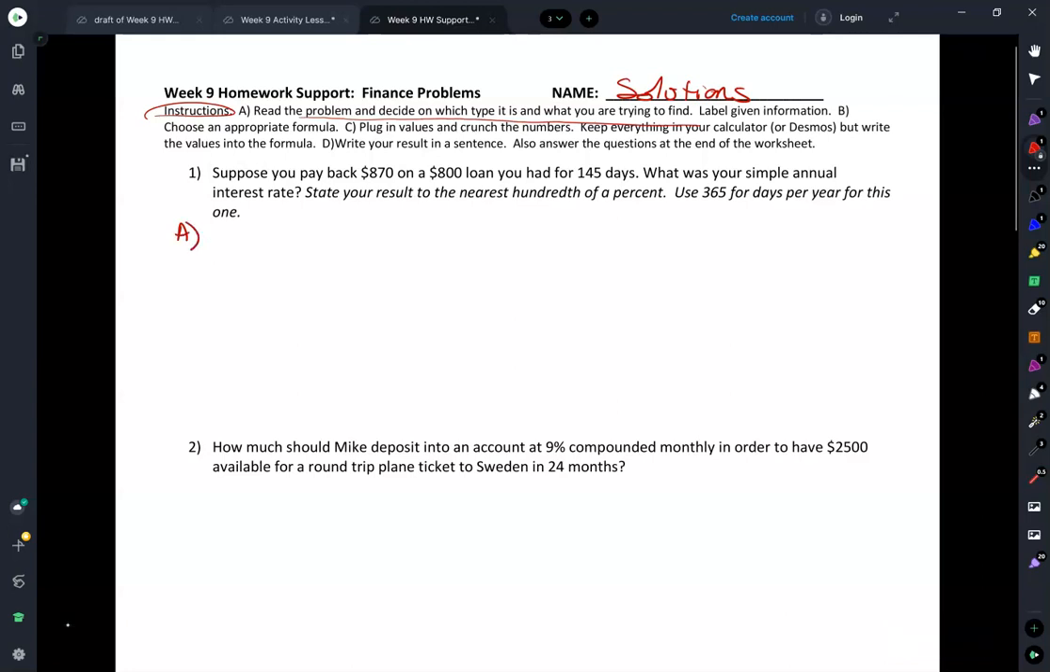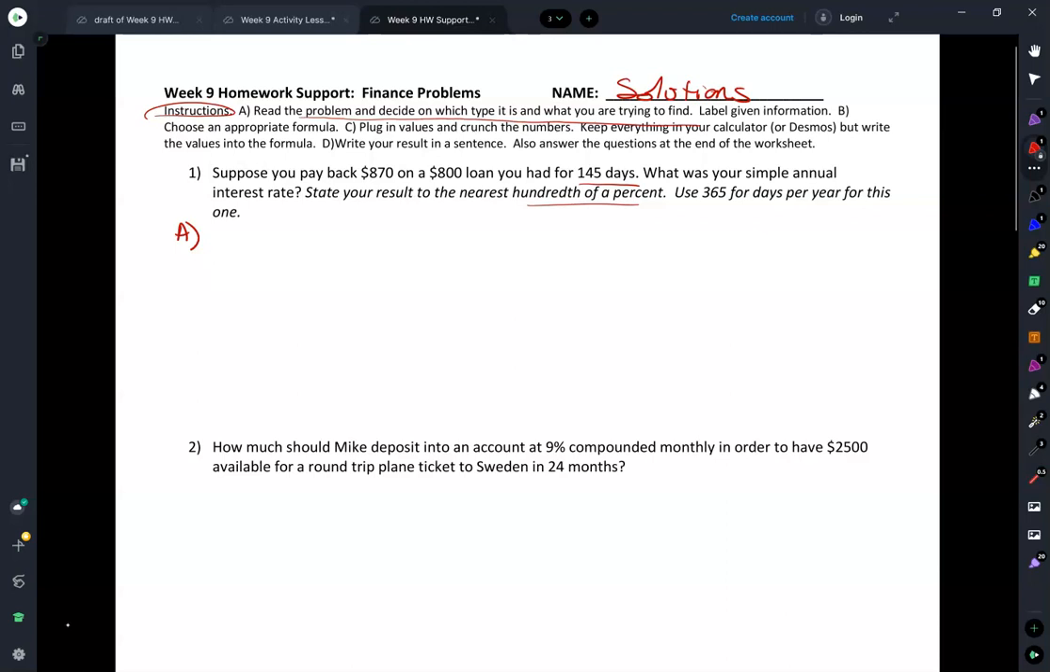So here, just suppose you pay back $870 on an $800 loan you have for 145 days. What was your simple annual interest rate? State your result to the nearest 100th of a percent. Use 365 for days per year for this one.